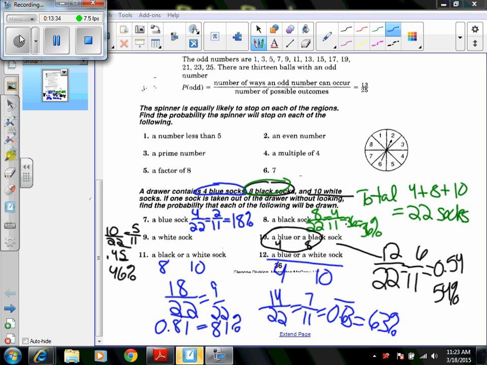All right, now that we've finished our notes on probability, you can go ahead and get out your homework and give that a try.